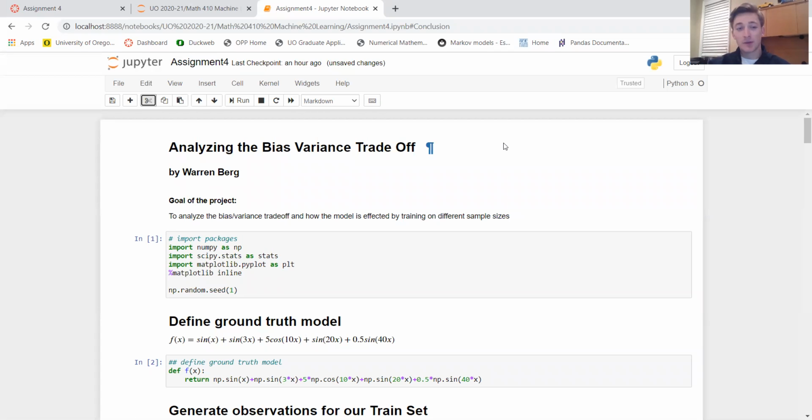Hello, my name is Warren, and I'm going to be presenting my Math 410 midterm project, where we're analyzing the bias variance trade-off. I'm just going to be going through my Jupyter notebook and explaining it as I go along.